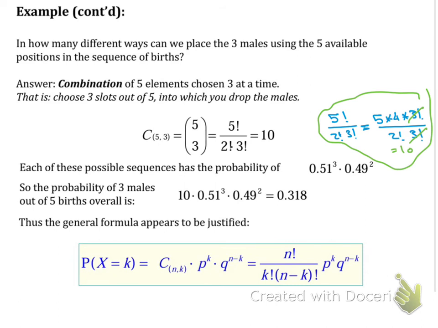Here in the next page, how many combinations can I arrange these 5? The first male, second female, third male, fourth female, or how many ways? So this will be a combination problem. Choosing 3 out of 5, a combination of 5 elements, choosing 3.